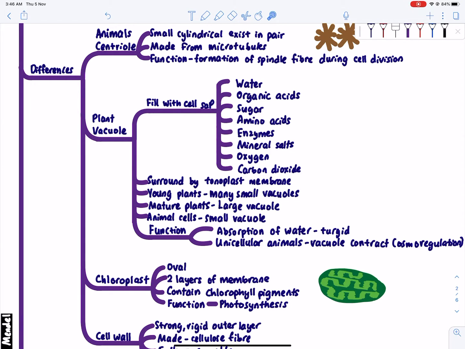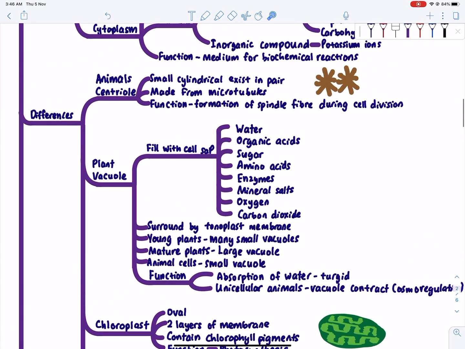The most obvious difference between the plant cell and animal cell: the animal cell has a centriole. The plant cell does not have a centriole, but the plant cell can still carry out cell division. The centriole is a cylindrical structure that exists in pairs.